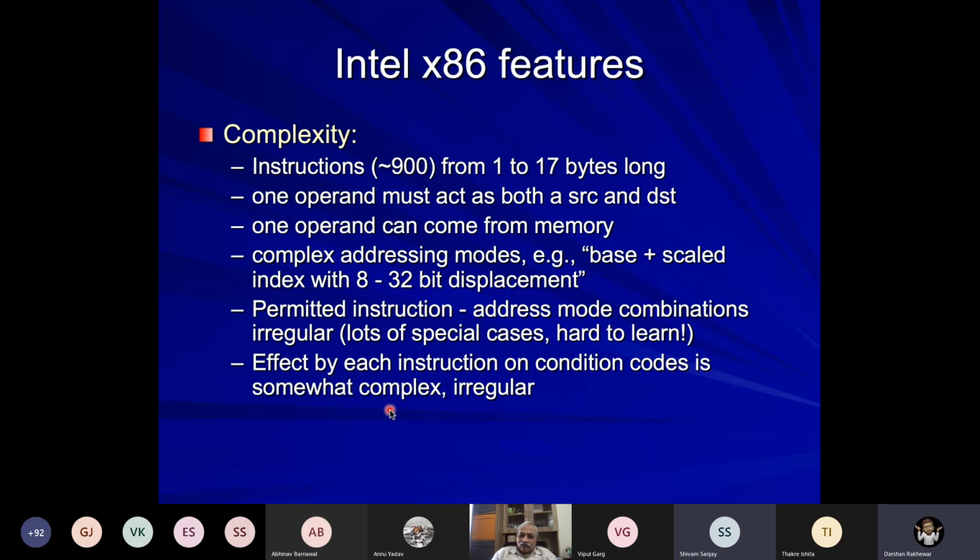But it doesn't have a 3 address instruction. So one operand must act as both a source and a destination. And one operand can come from memory, not both. There are fairly complex addressing modes. You could have base plus scaled index with variation in displacement. You can have 8-bit displacement, 16-bit, or 32-bit displacement. But all addressing modes are not applicable to all instructions. So the combination of instructions and addressing modes is very irregular. There are lots of special cases which are hard to remember and learn. The effect of each instruction on condition codes is also very complex and irregular. Irregularity means that you have lots of special cases, some are restrictions, and there's no uniformity.